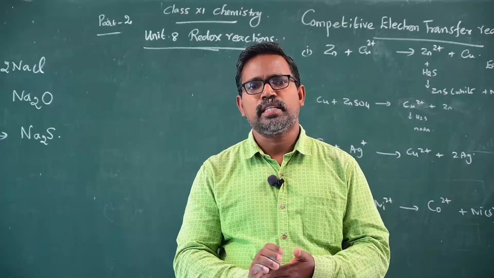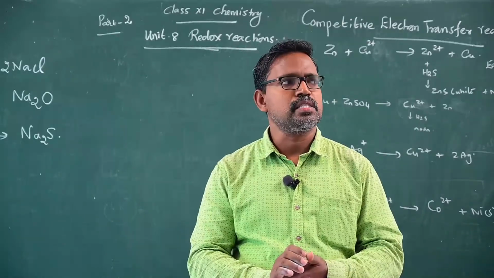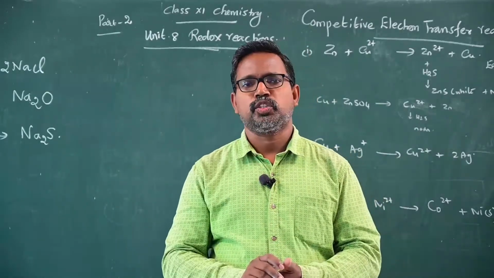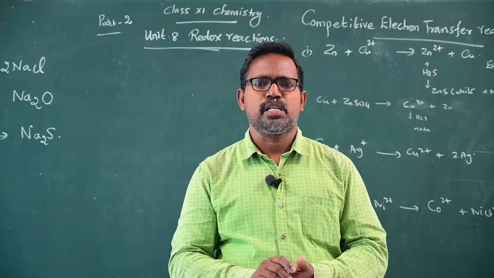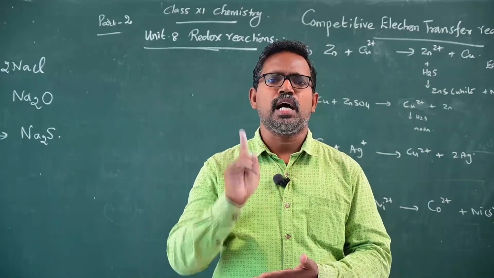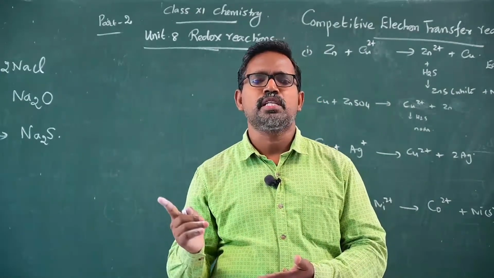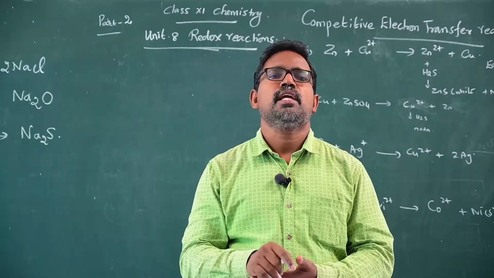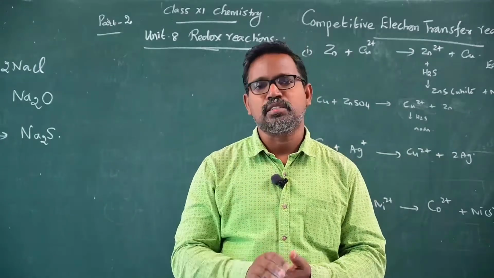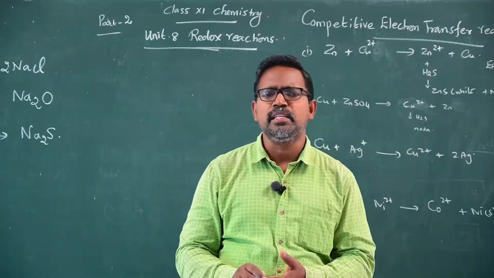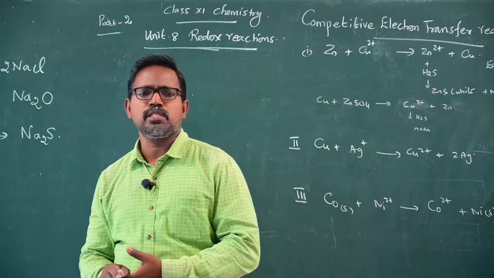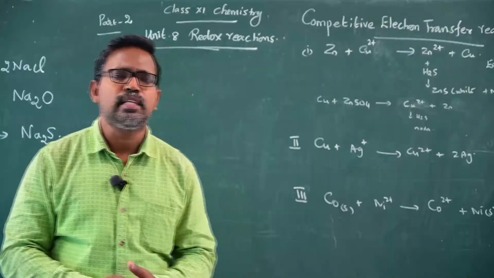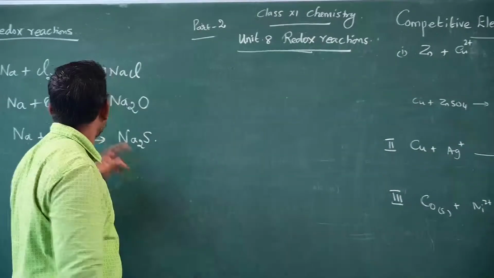How does this redox reaction take place? At first, what is a redox reaction? In a chemical process, when both oxidation as well as reduction take place simultaneously, it is called a redox reaction. Let us consider some examples of how both oxidation as well as reduction take place.